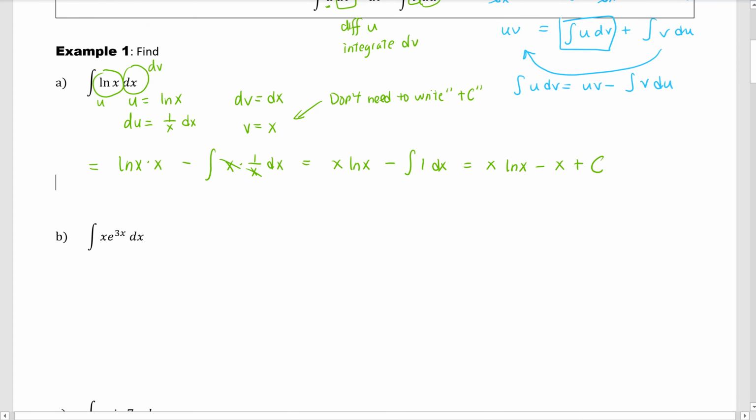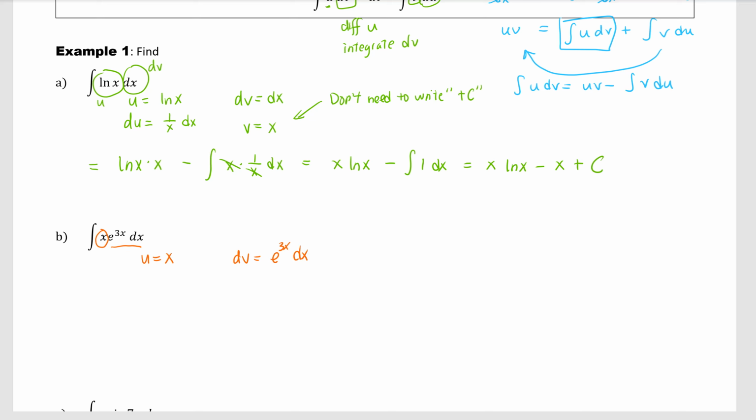Okay, so what do we want to let u be? There are two functions. Shall we let u be x? Think about it. If we let u be x, the derivative of x is 1. Oh, it's easier. But if we let u be e to the 3x, the derivative is 3 e to the 3x, so the exponential term is still there. So we're not making the problem easier. That's why in this case, we should let u be x. And whatever is left is going to be dv.